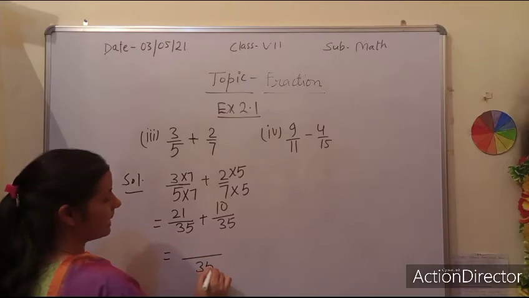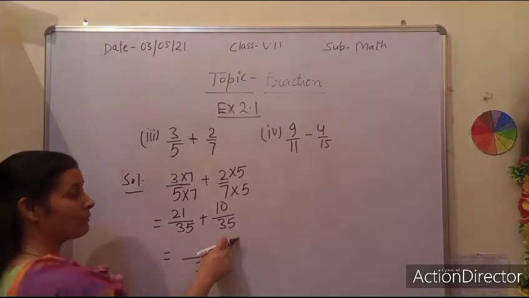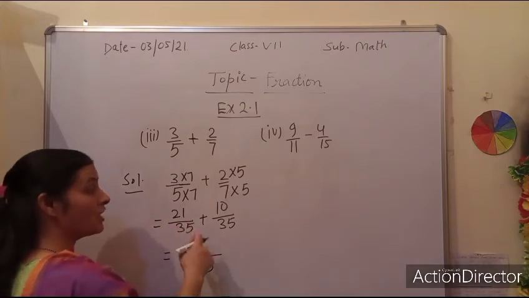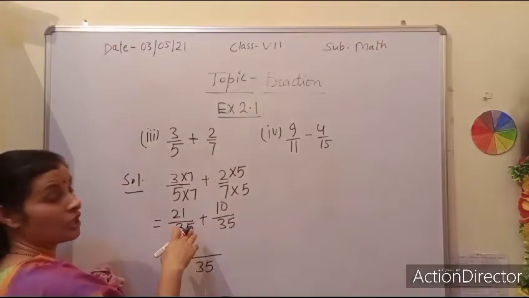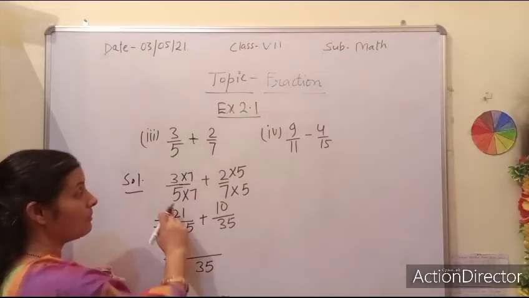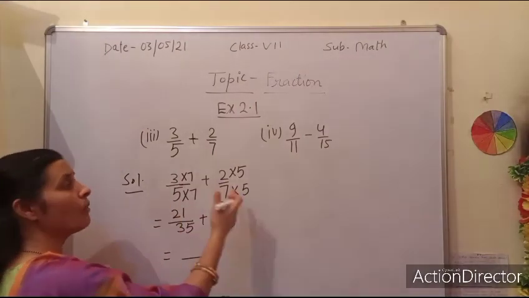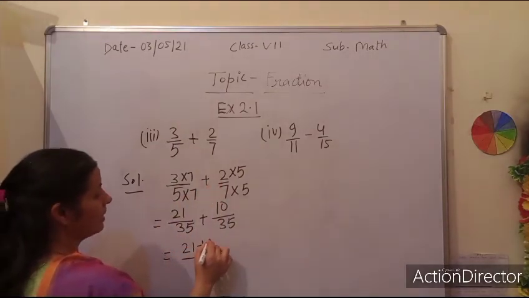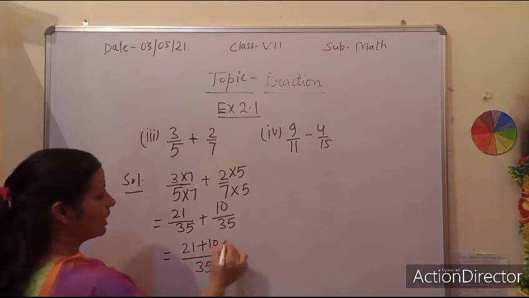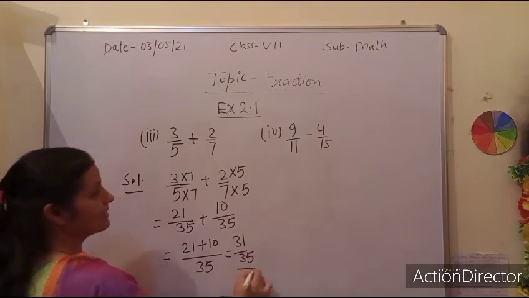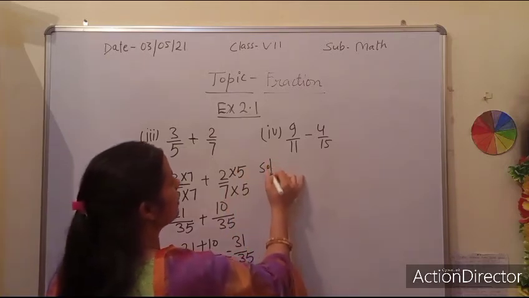We will write 35. There is no need to write down 35 two or three times. It will be written only once when we apply addition or subtraction on fractions. So there is no need to write down 35 again and again. We will write 35 once because it's the LCM of both the numbers, of however many denominators are given in the question. So now we will add up 21 and 10 and it will become 31 upon 35. This will be our answer.